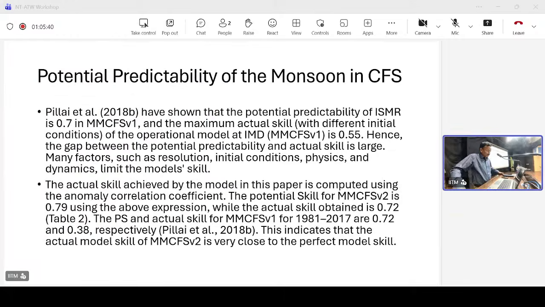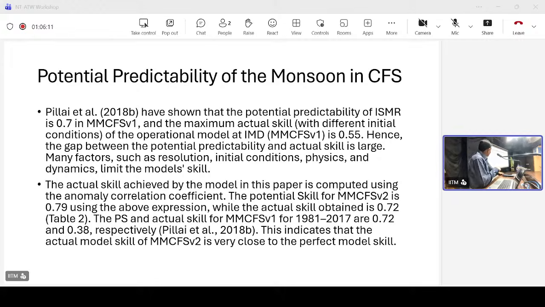If you really look at the potential predictability of the monsoon in CFS, Prashant has written a paper in 2018 showing that 0.7 is the potential predictability limit in MMCFS version 1. And when you look at the real prediction skill, it is only 0.55. So this is the potential predictability limit, and this is what is achieved. There is a big gap between what could be achieved and what is achieved.